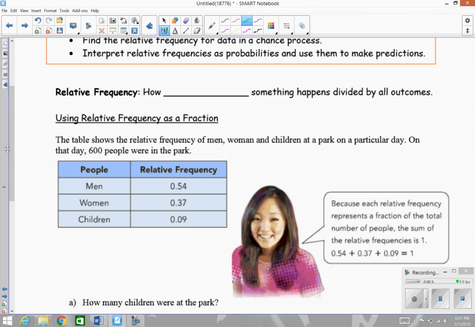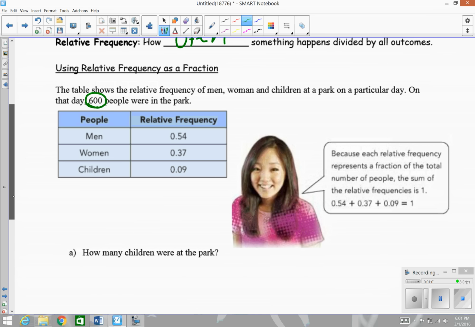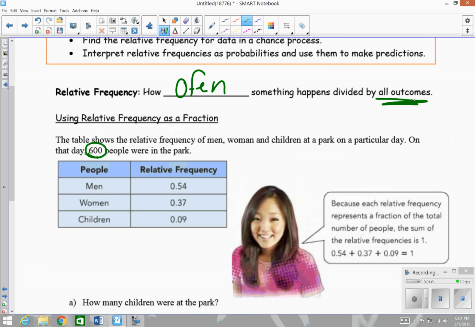Relative frequency is how often or how frequently something happens divided by the total outcomes. Okay, divided by all of the possible outcomes. So the first example here says using relative frequency as a fraction. The table shows the relative frequency of men, women, and children at a park on a particular day. On that day, 600 people were at the park. So if we go back to our definition, that's your total number of outcomes, or your total people.